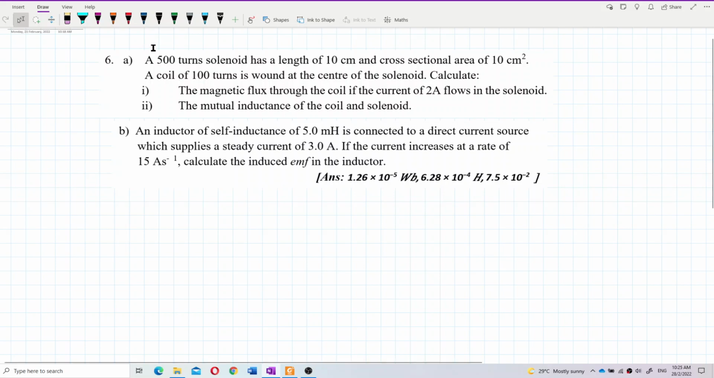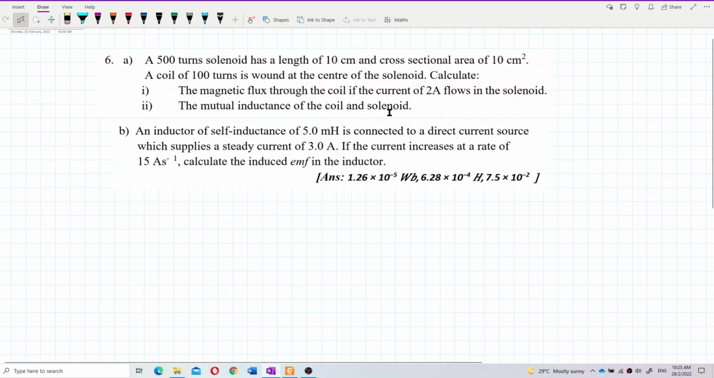Okay, a 500 turn solenoid has a length of 10 centimeter and cross-sectional area of 10 centimeter square. A coil of 100 turns is wound at the center of the solenoid. Calculate the magnetic flux through the coil if the current of 2 ampere flows in the solenoid and the mutual inductance of the coil and solenoid.